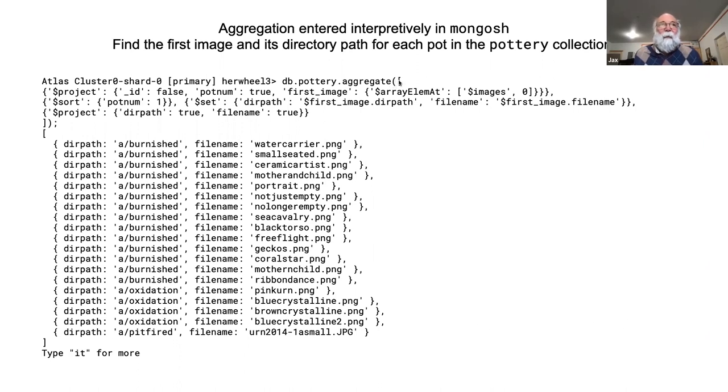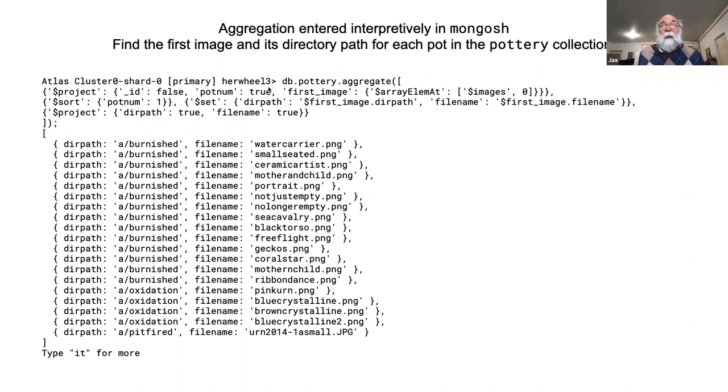And here are the arguments. The arguments are an array, and the array consists of the aggregation steps. And I project, which means what fields will be returned at this point in the aggregation pipeline for every document in the collection. I don't want the ID. I do want the pot number. I do want the first image, the array element at zero, the first images field. And I want to sort them by pot number, and I want to set dirpath to the first image dirpath, because each of these entries in the images array consists of a dirpath and a file name.